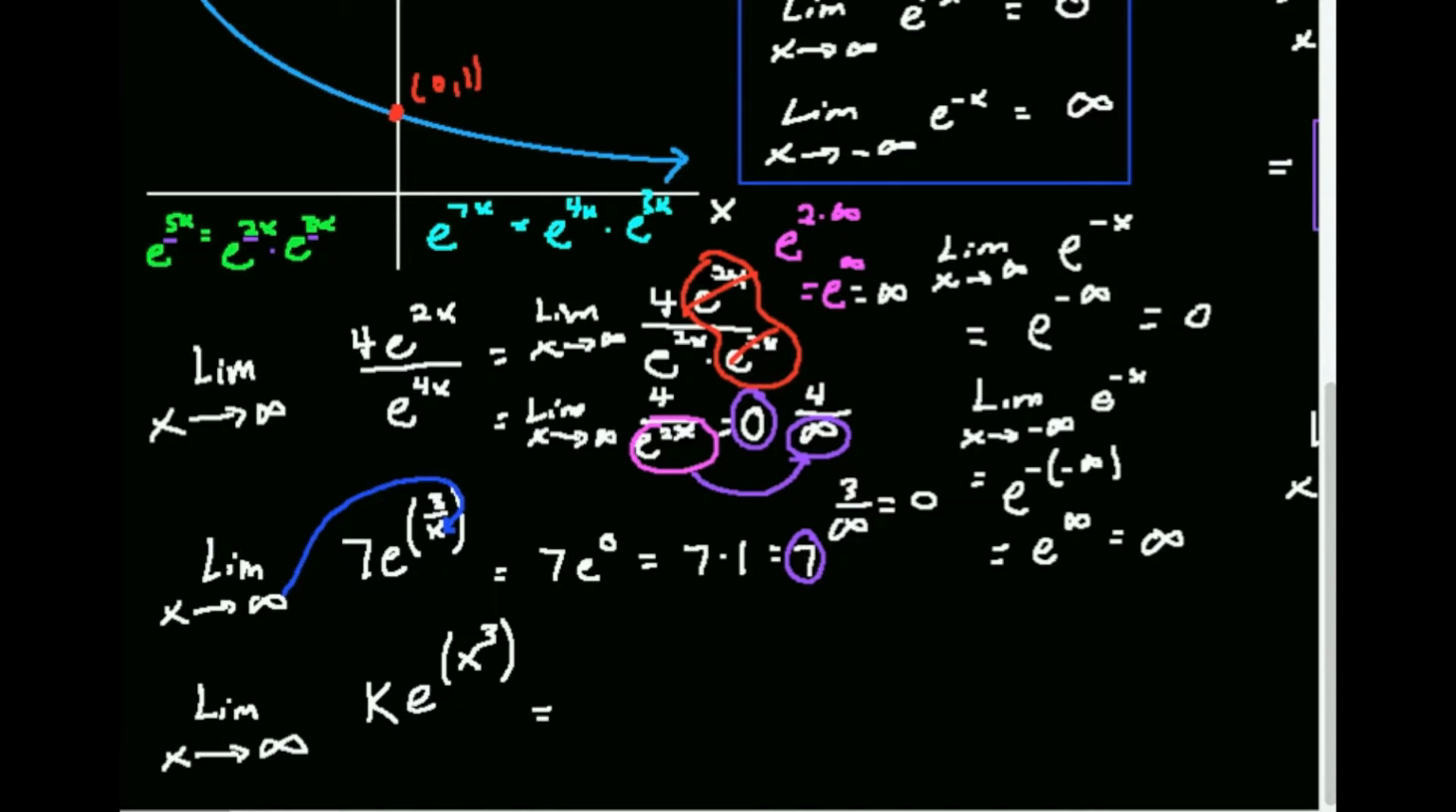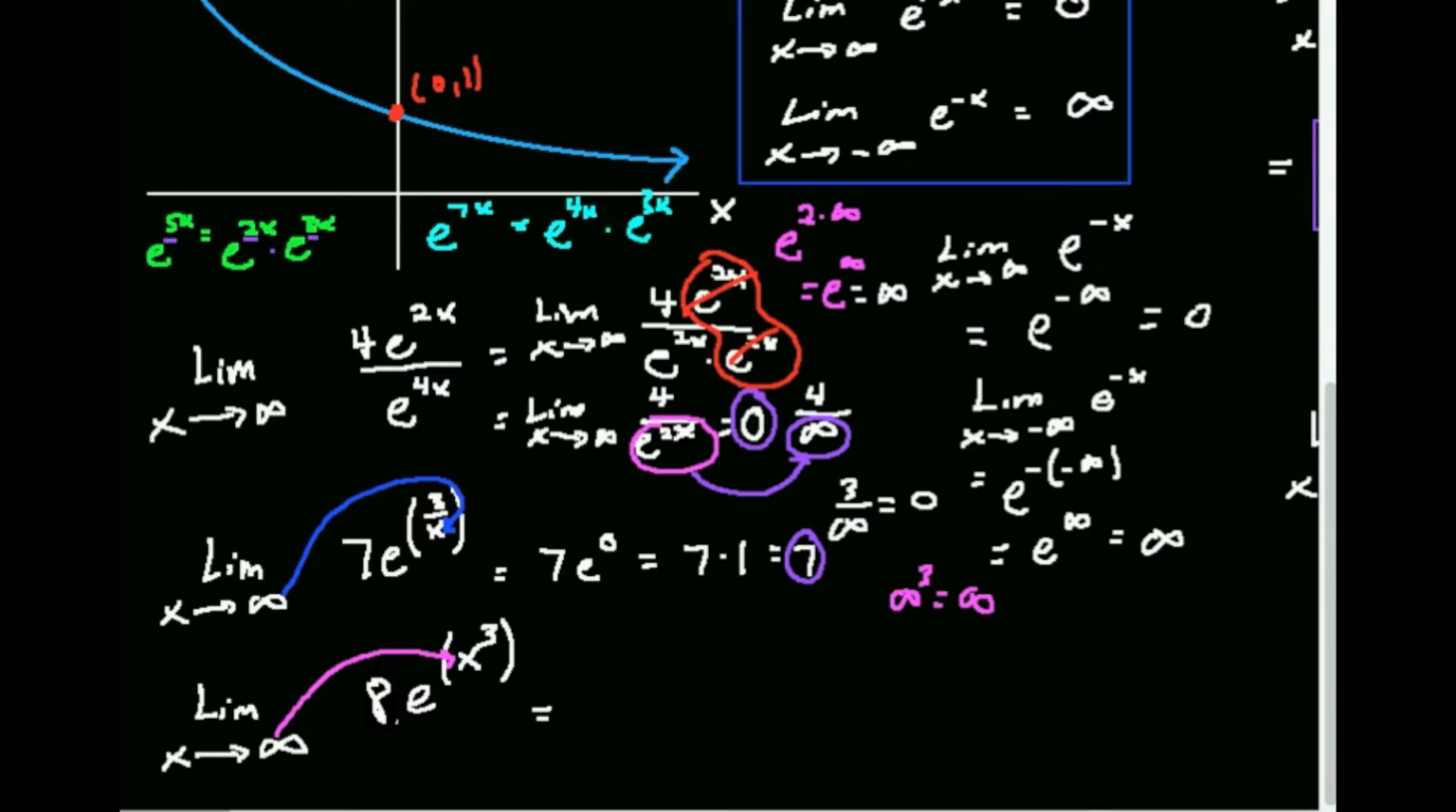Suppose I have the limit as x goes to infinity of, this is just some number, k. In fact, just to make this easier for you, k is just a number. Let's just say it's, I don't know, 8, some number. So the limit as x goes to infinity of 8e to the x cubed, all right? So what am I going to do? I'm essentially just going to plug in infinity for x, all right? So what is infinity cubed? It's just infinity, right? Infinity is infinity. I don't care if you cube it, take the square root, it's just infinity.